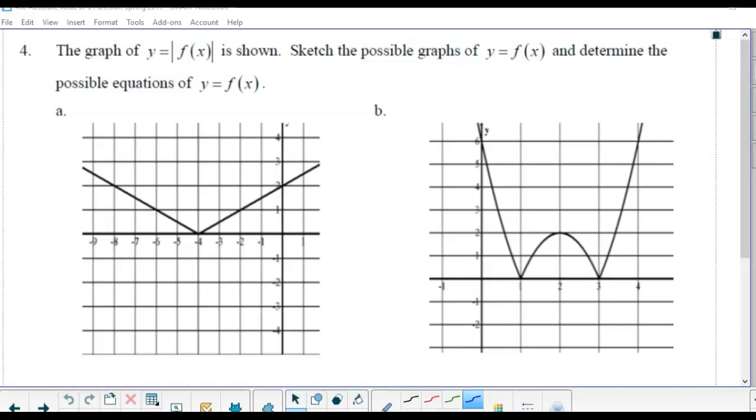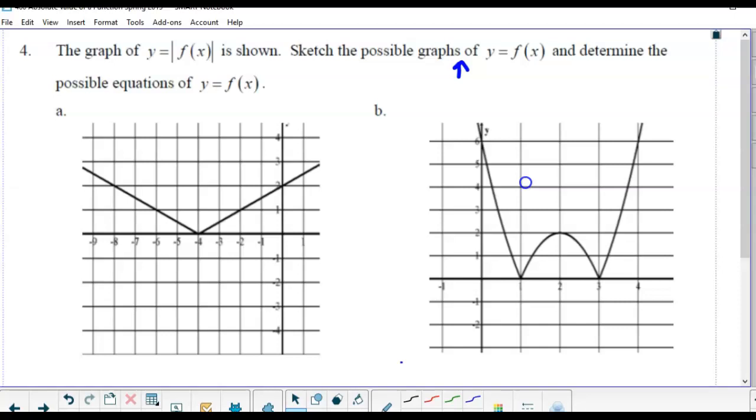Okay, so we're looking at absolute value functions. In the previous questions, 1 through 3, given a function, we took the absolute value of it. Now these are the absolute value functions, so we need to go back and figure out what the original function was. It says sketch the possible graphs. Notice how that's plural, so maybe there's more than one possible graph to start, and determine the equations of them.